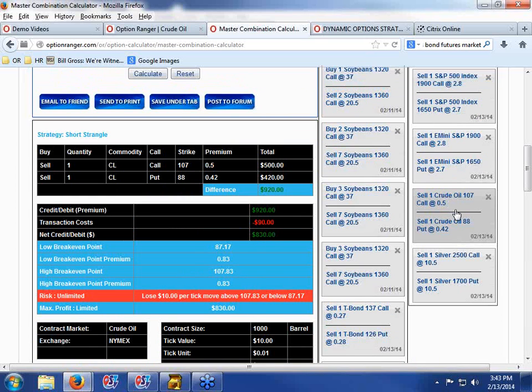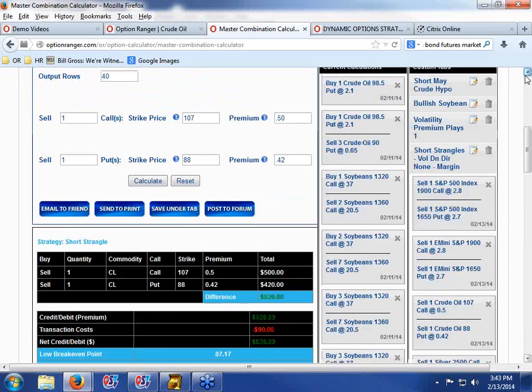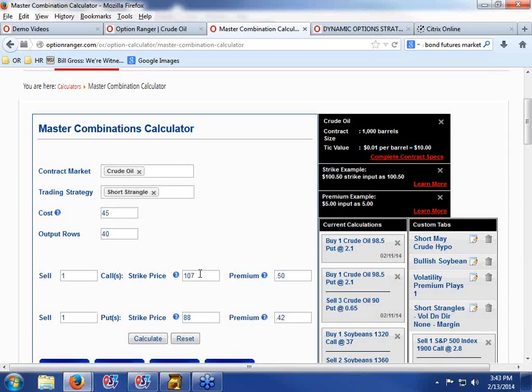Okay, and here we've got a selection here, and let's look at the factors in the trade. Again, it's a short strangle. The tick value is 1,000 barrels. We sell, and this is basis May. This is basis May. Prices maybe about an hour ago, 2 hours ago.